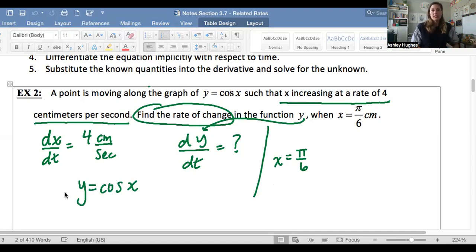Then I like to add a step. I like to pause here and say, are all my variables accounted for? And what I mean by that is when you take the derivative, you're going to get dy dt and dx dt. Do I have dx dt on my paper? Yes. Do I have dy dt on my paper? Yes. So now I can proceed.